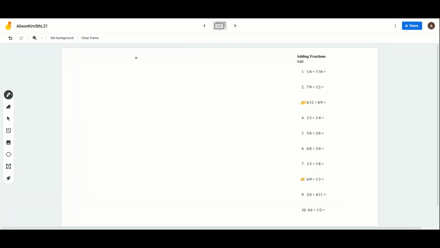Now we're going to go on to adding fractions. Number 3 gave us, let's write it down first. Number 3 gave us 4 over 12 plus 8 over 9.